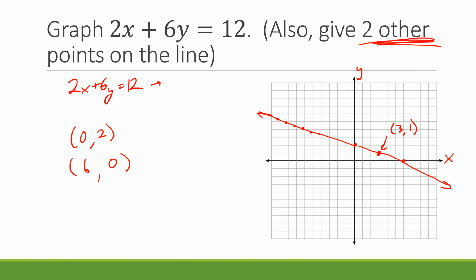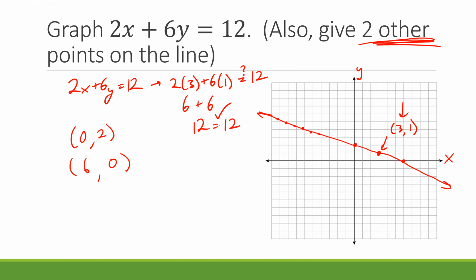If I plug in 3 for the x and 1 for the y, I want to see, does that equal 12? Let's find out. Well, 2 times 3 is 6, 6 times 1 is 6. Hey, it does equal 12. Nice. And that makes so much sense.